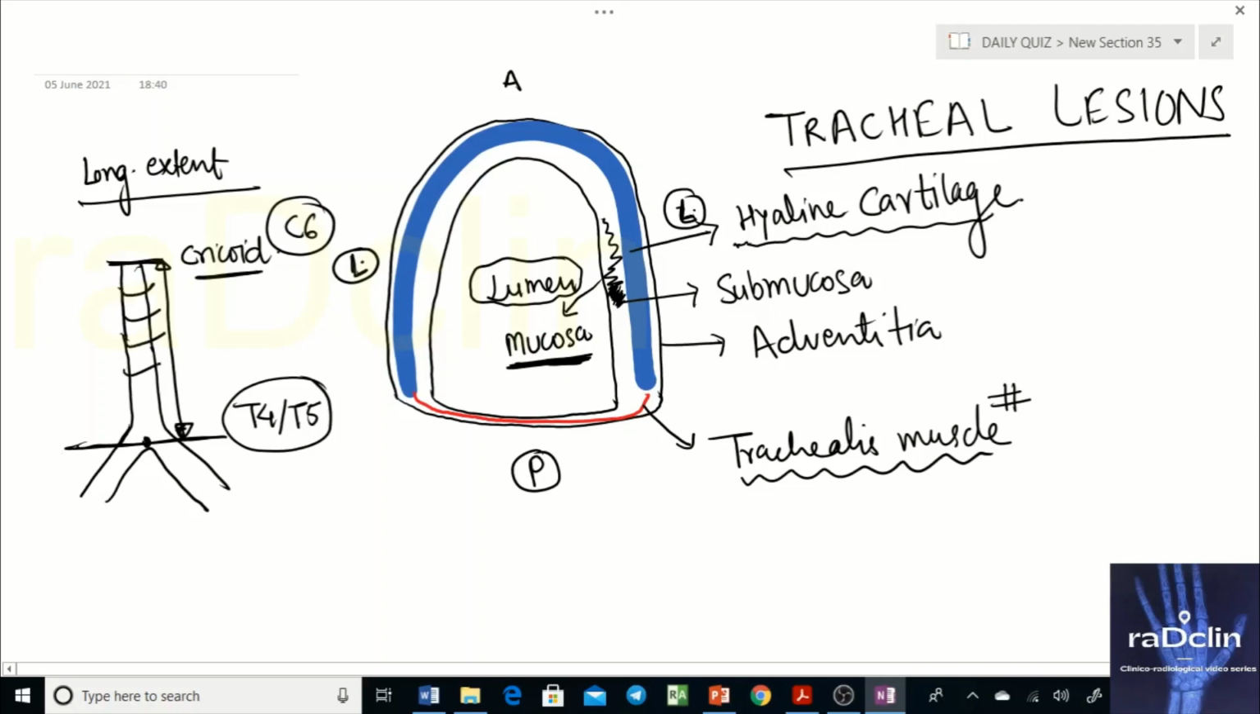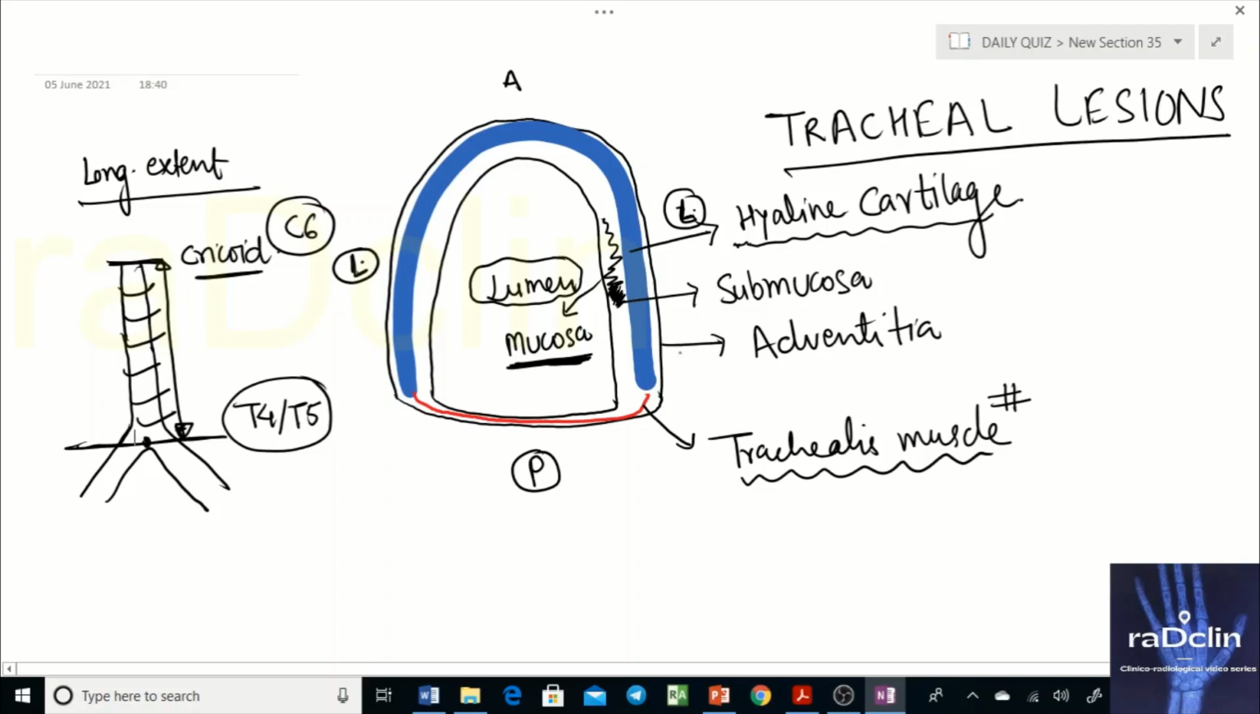You will see tracheal cartilage in the form of these rings. The posterior wall of the trachea is elastic due to the trachealis muscle, but it is devoid of cartilage, so it is collapsible. What is the normal length of the trachea? It is around 12 centimeters.